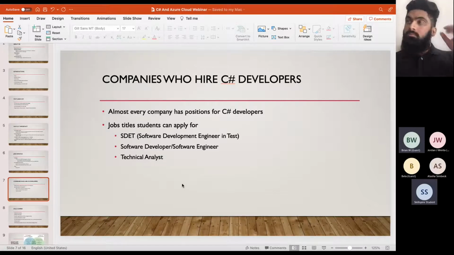So after taking this specific boot camp, we will actually get you ready for 4 different types of job roles. You can apply to be an SDET, which is a software development engineer in test, because we do cover unit testing in this specific course. And then you can apply to be a software developer or a software engineer, or you can apply to be a technical analyst. Those are the 4 roles that you will be prepared for, both for the interviews and for the actual job.